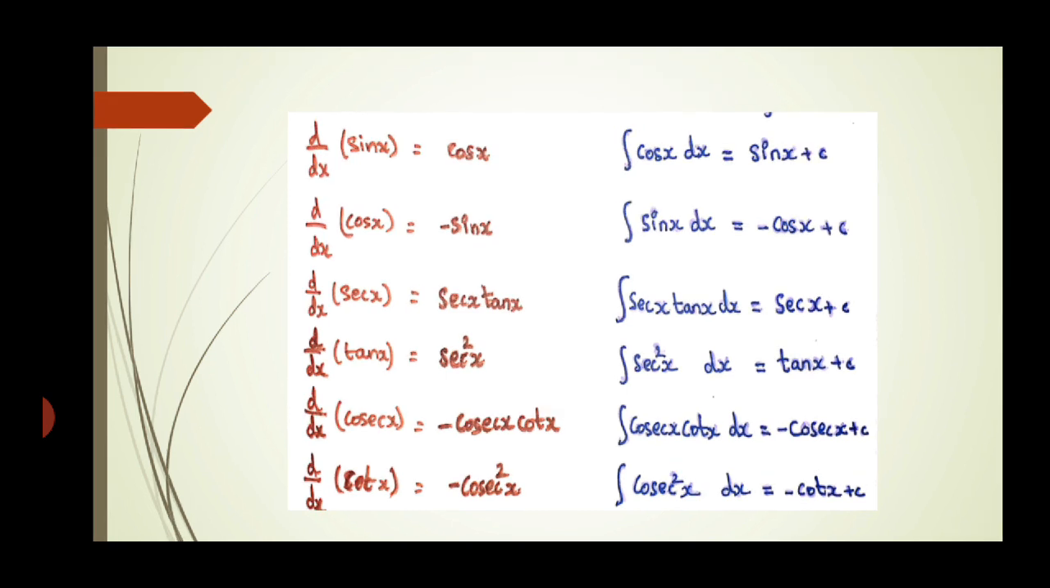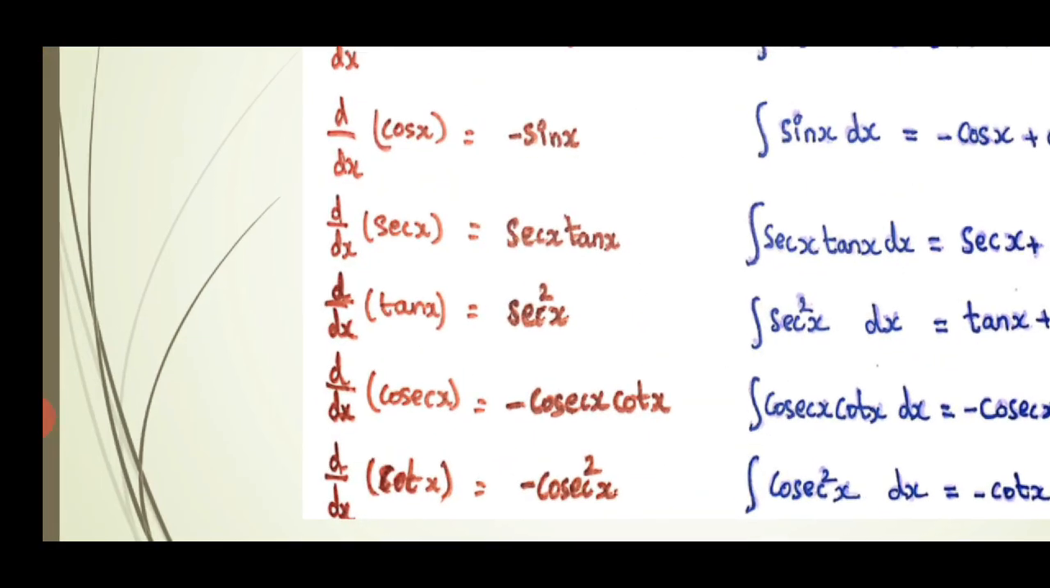And next, let me go with the formula. You know the derivative of sin x is cos x. So when you integrate cos x, what do you get? Sin x, right? So the derivative of cos x is minus sin x.